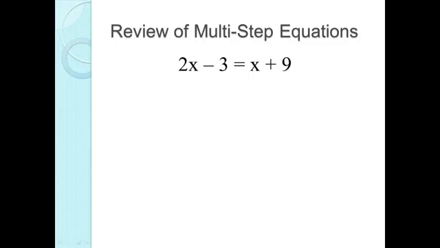So in this problem, the first thing we can do is move the -3 by adding a +3 to both sides. This will leave us with the equation 2x equals x plus 12. Next, we would need to move variables to the left by adding a -x on both sides.